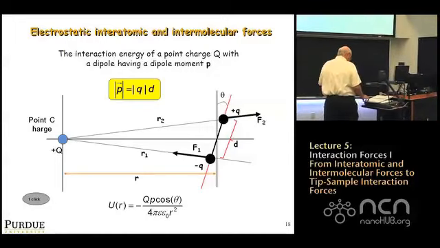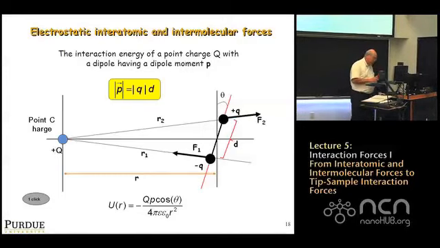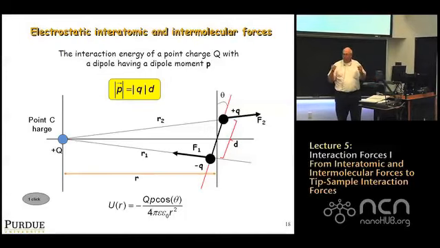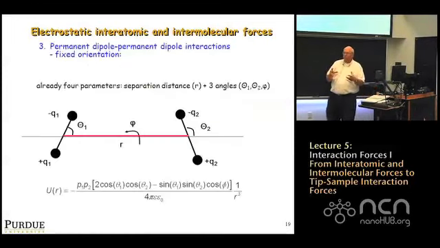So a point charge and a dipole interact as 1 over r squared. That's the next simplest case. After you do the ion-ion, then you go ion-dipole. That's the next case to consider. The third case to consider would be the dipole-dipole interaction.